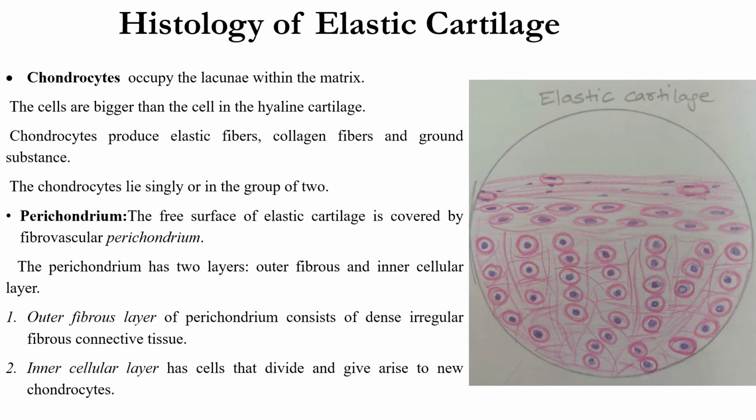In the elastic cartilage, chondrocytes occupy lacunae within the matrix, and here the cells are bigger than the cells of hyaline cartilage. And chondrocytes are able to produce elastic fibers, collagen fibers, and ground substance. And the elastic cartilage is also covered by perichondrium.